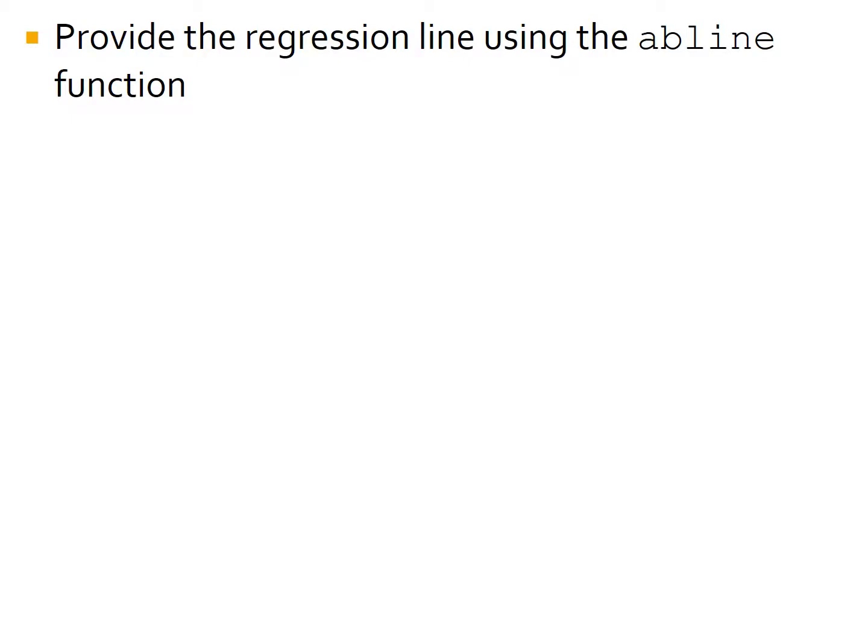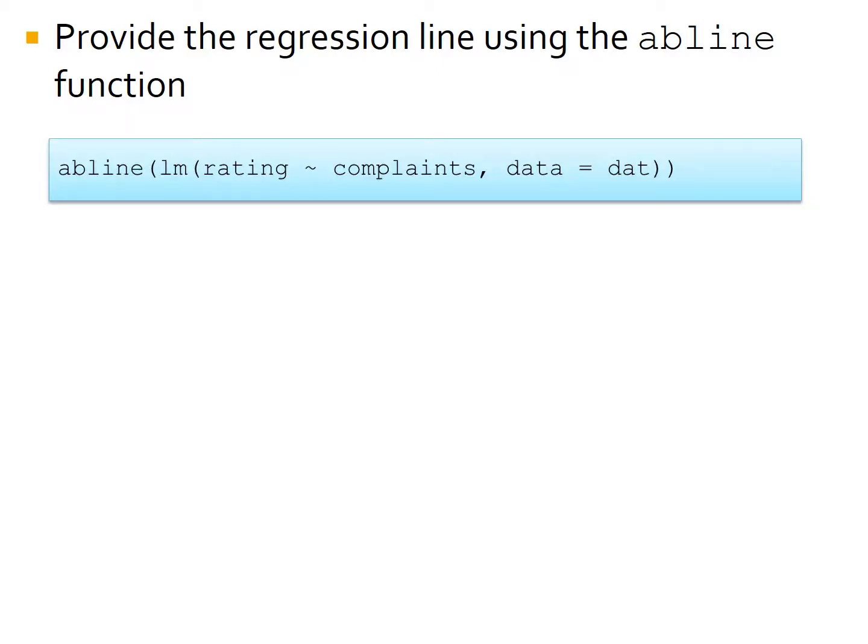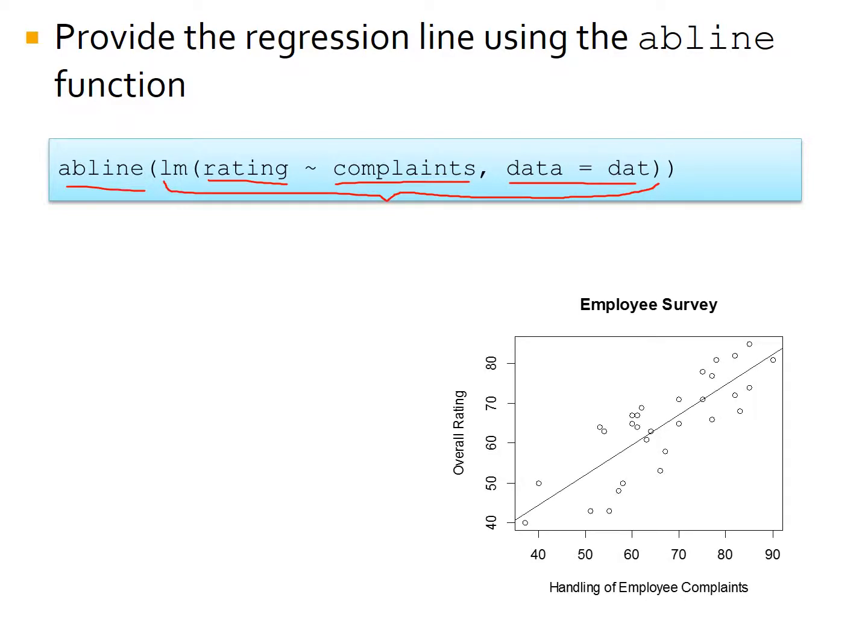If you would like to provide the regression line on the plot, you simply use the abline function. So you put the abline function and then you run the regression object by using lm, and then you put the y variable regressed by the x variable. Again, you put the data equal to the data we just created. So you will see the regression line like this.